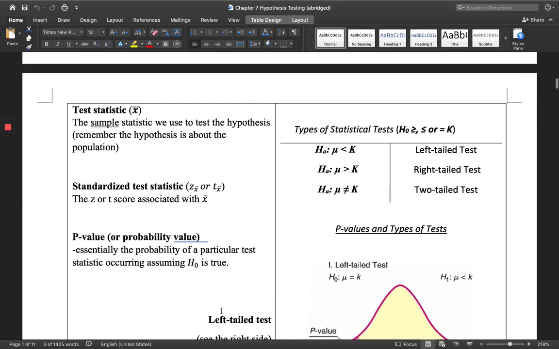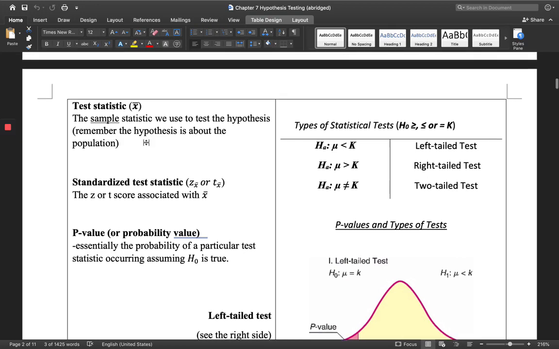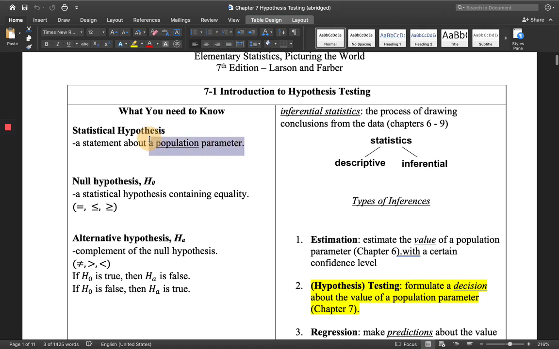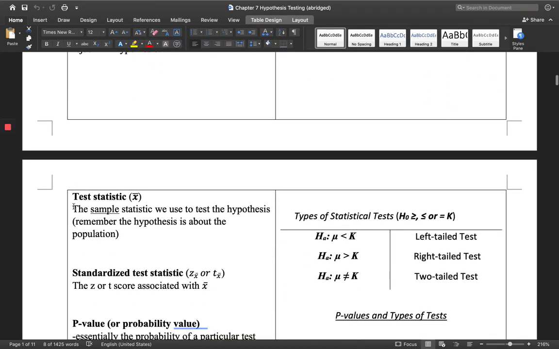Okay, on to the second page. This one should be a little shorter. The test statistic. Let me relate this back. If you look back to the original page, the statistical hypothesis was about the population, right? And we're trying to draw a conclusion about the population parameter. What we use is the estimate, the test statistic. That's just X bar, using that to estimate mu, basically.